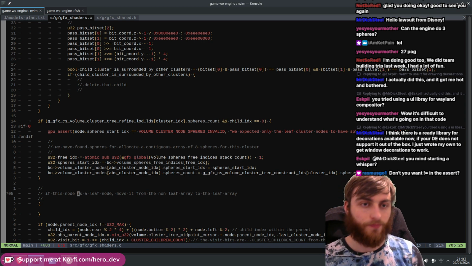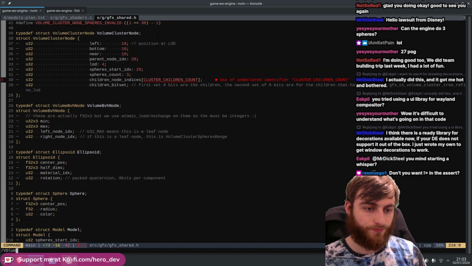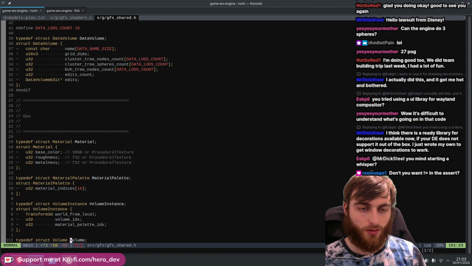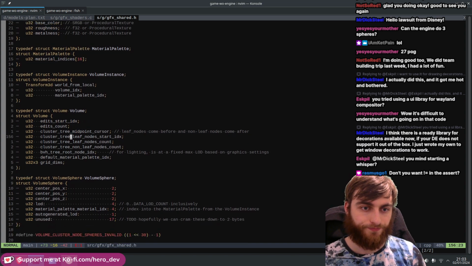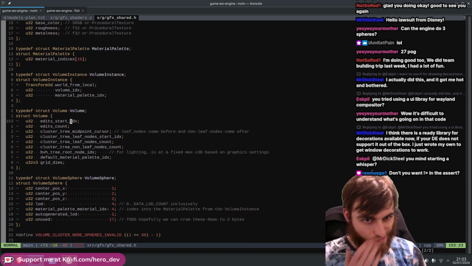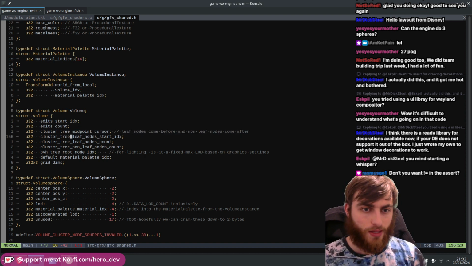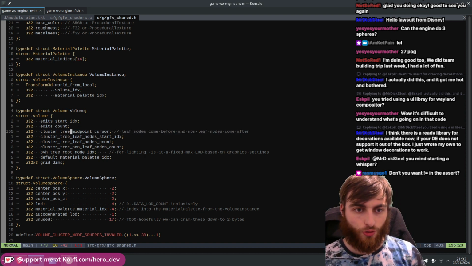So essentially we've got to move it to get that volume. Volume, if I can spell. Not that one, this one. So here's our midpoint cursor. The leaf nodes come before the non-leaf nodes.